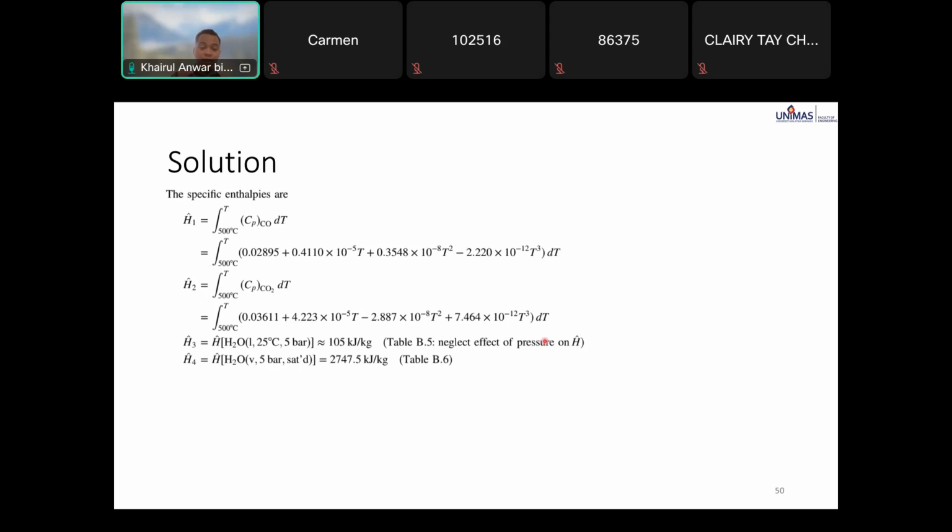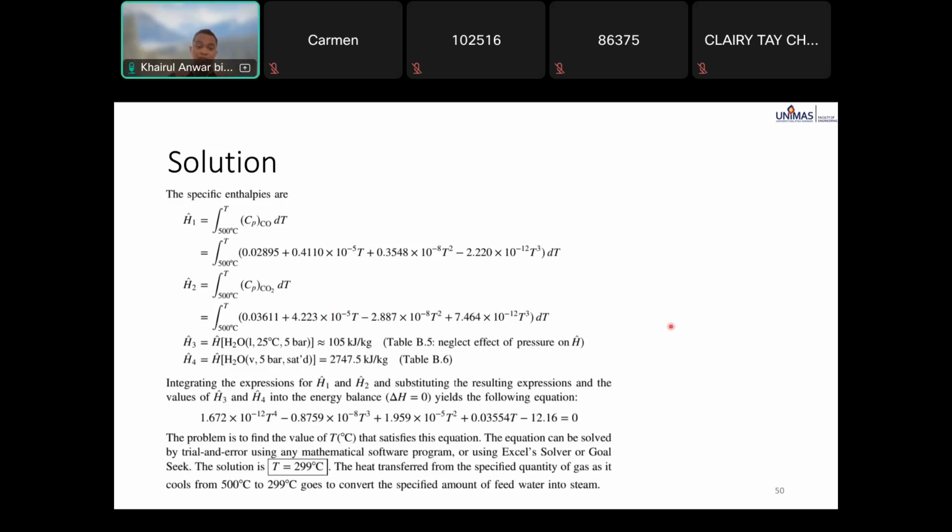So meaning T minus 500. It's very tedious. Integrate, substitute the value, leave the value in T, then add up everything: H1 plus H2 plus H3 and H4. Yes. What is Q?